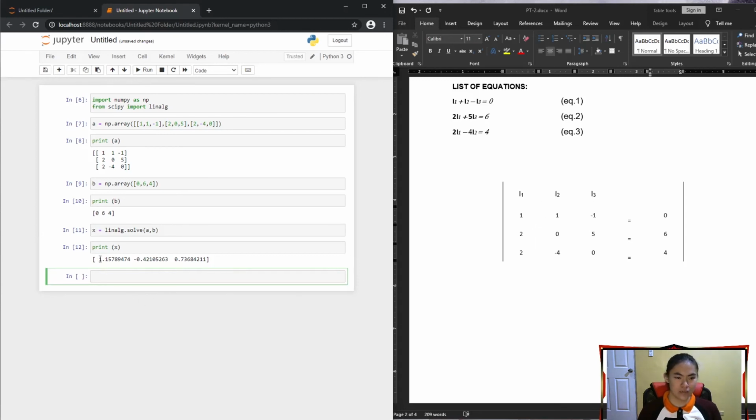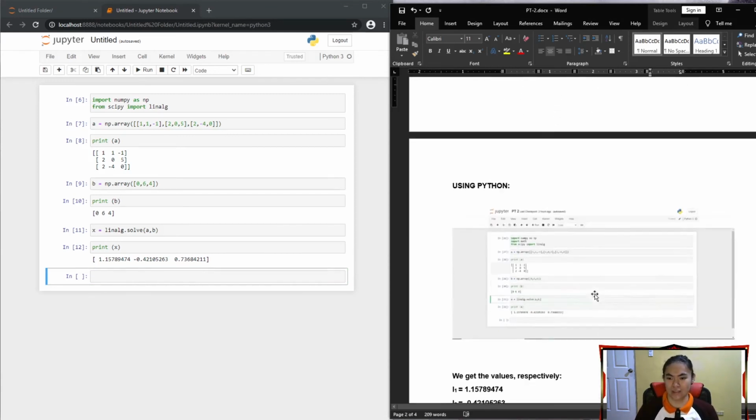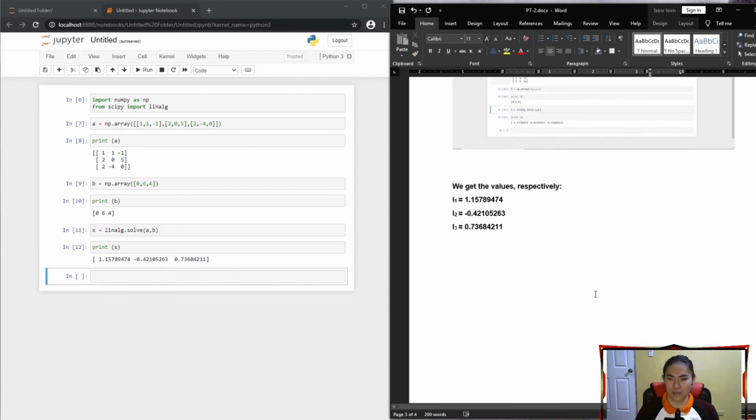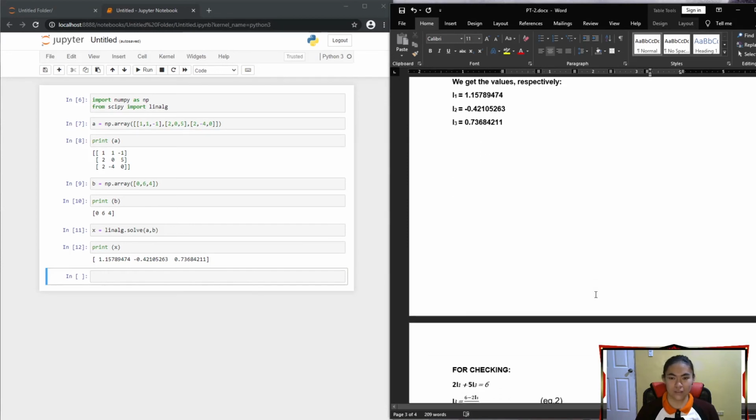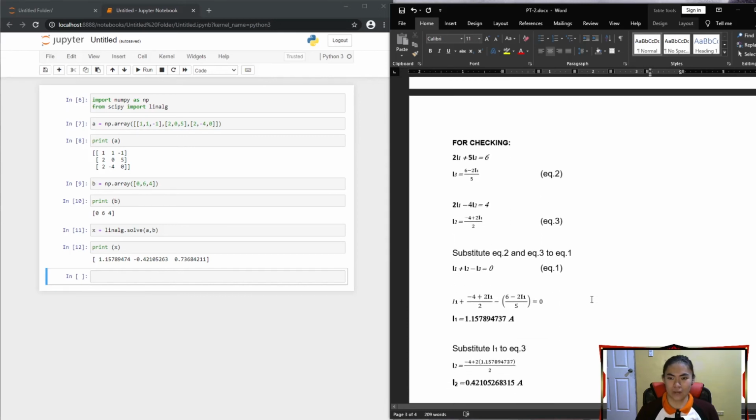Ang pinakauna dito na 1.1578947, yan yung ating I1. And then, negative 0.4210523, yan naman yung for I2. And then, 0.736842111 is our I3. Now, kung titignan natin dito, i-check natin kung tama nga ba ang ating nakuha sa Jupyter Notebook gamit ang ating code, is meron tayong manual solution for checking ng values natin.